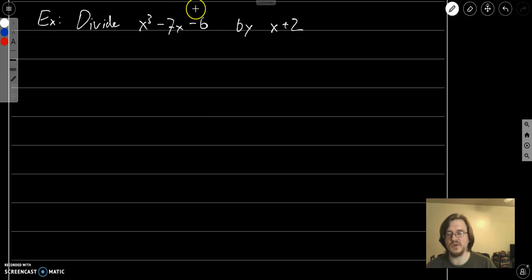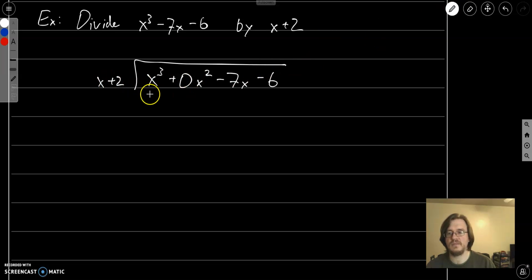So again, we'll write our polynomial down in order without skipping any. You'll see that we don't have an x squared term here, so I'll have to add 0x squared. But I do have an x term, and I do have a term without an x. And then I'll divide all this by x plus 2. So again, x goes into x cubed, x squared times. If I take x cubed divided by x, I get x squared.